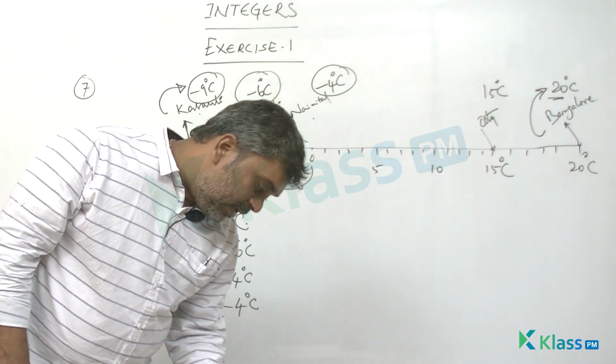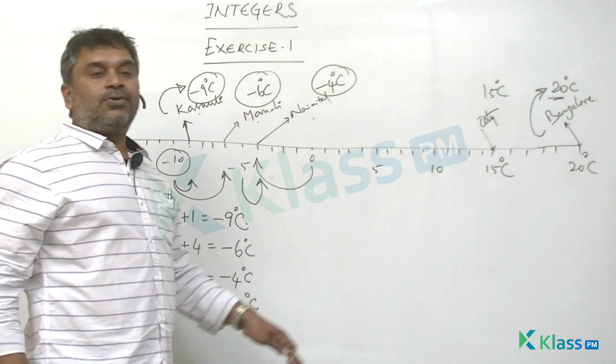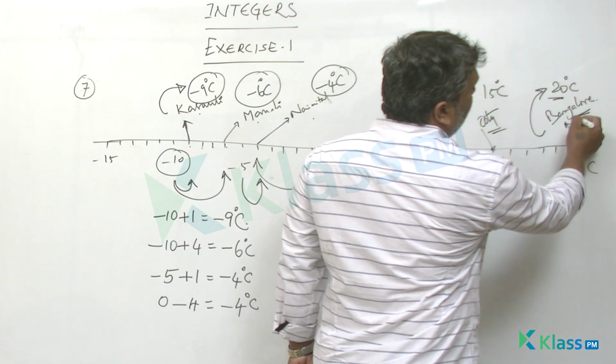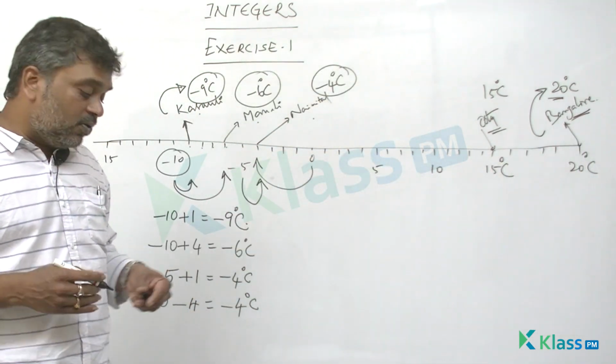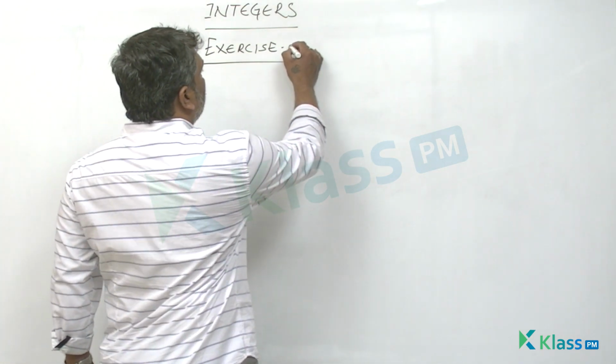Name the cities with temperature more than 0. More than 0 means positive. What are the cities we are having on the positive side? Ooty and Bangalore. We have to write the names Ooty and Bangalore for that bit. So with this, we finished exercise 1 and we are moving to the next exercise.